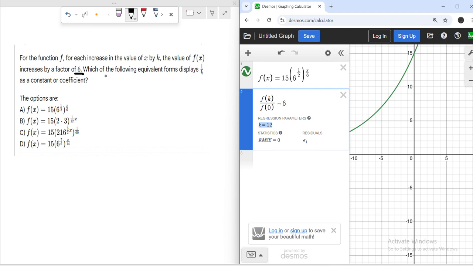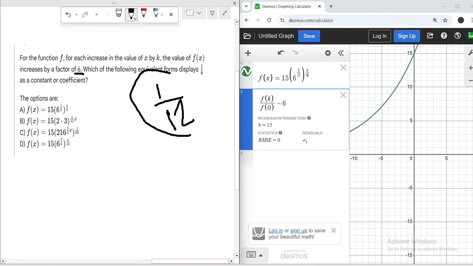So what is the question? Which of the following equivalent forms displays 1 by k as the constant or coefficient? So what is 1 by k really? We got our k value, which is 12, so it is 1 by 12, easy, right? Which option is showing 1 by 12? Let's see. Yes, it is showing 1 by 12 here. So our option B is the answer. It is that simple.